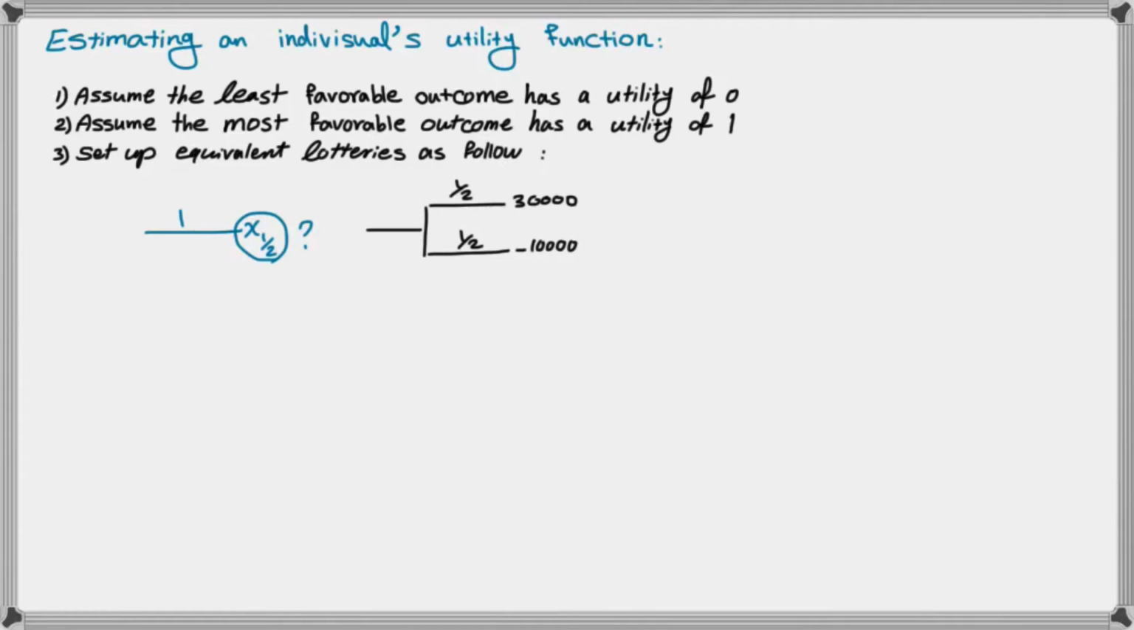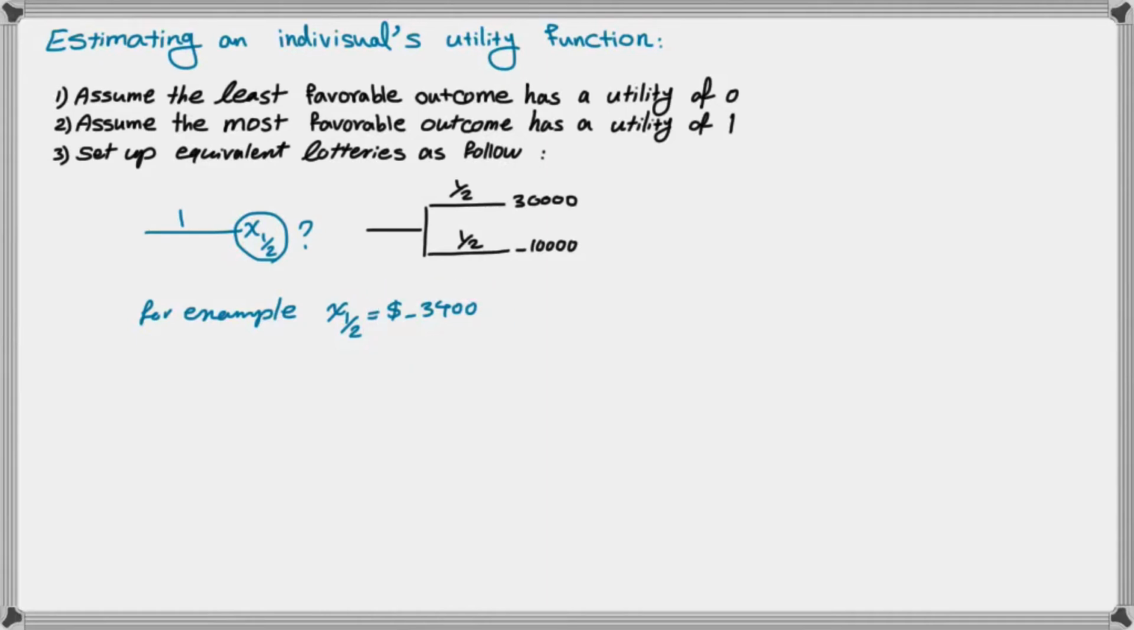In this case, you have to ask the person what reward on this side makes these two lotteries equivalent. Let's say the person says negative $3,400 makes these two lotteries the same. If I have a 100% chance of losing $3,400, it's equivalent to winning $30,000 with a probability of 50% and losing $10,000 with a probability of 50%. So this value, negative $3,400, is going to have a utility of 1/2.